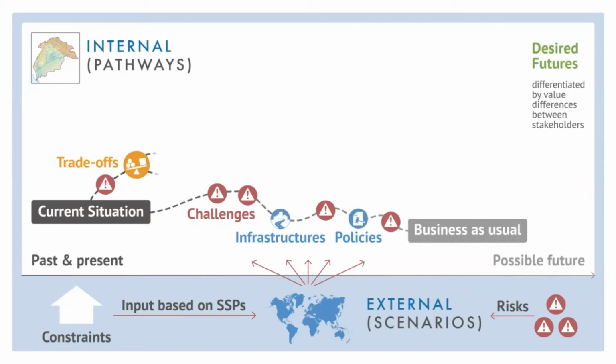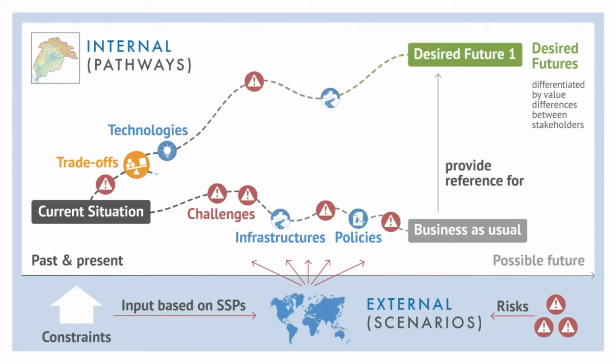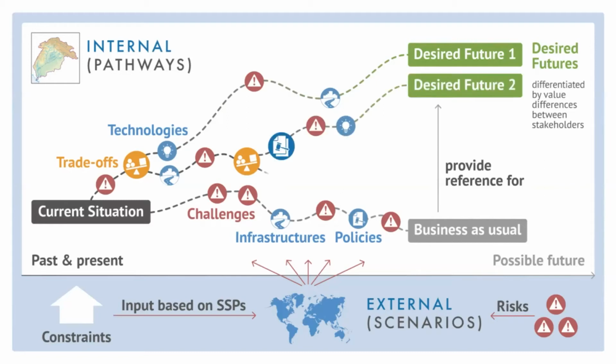As we start on the path, there are of course multiple challenges, and quite soon we may come up to big trade-offs. For example, in water, we can ask: do we want to continue with large-scale water infrastructure, or should we put the priority on nature-based solutions? From these trade-offs, different pathways to the future may emerge depending on how we answer this. There is a specific set of technologies, infrastructures, and policies which will be used along any pathway to the desired future. This desired future serves as a reference for business as usual. But if at a trade-off we take a different route, we may end up in a different place. There might be multiple trade-offs as we go along, but eventually we may reach different versions of the future that we want.